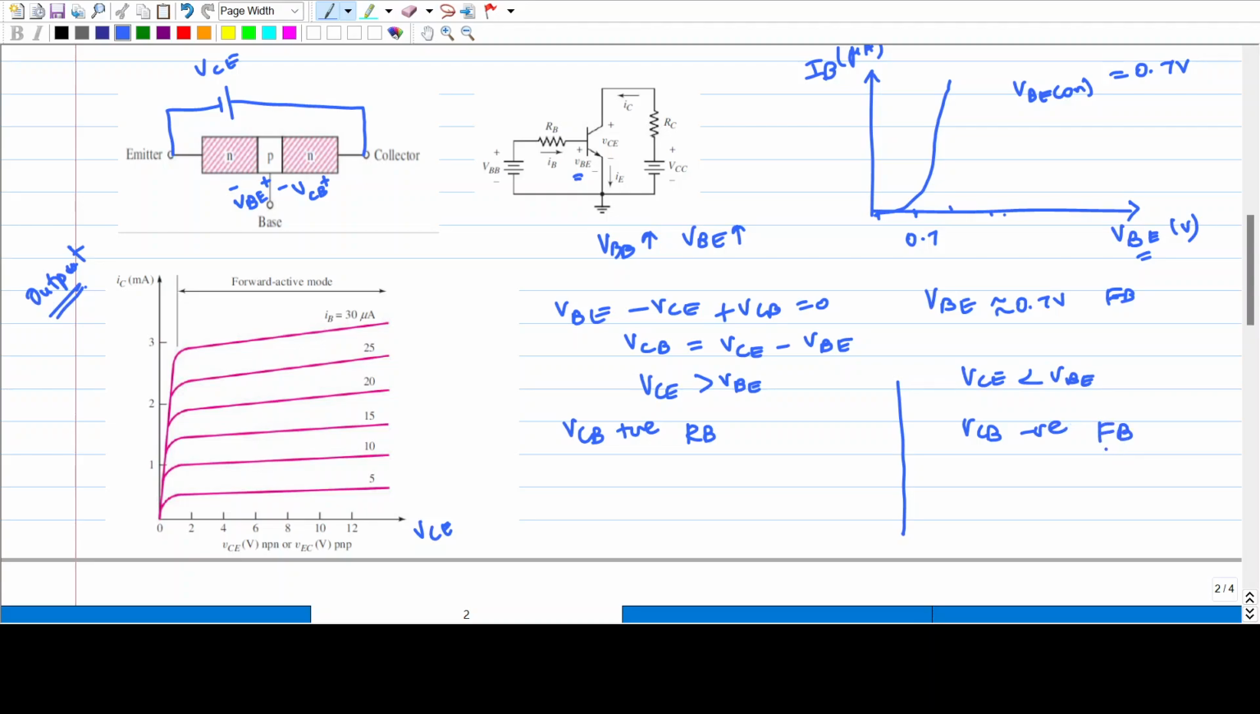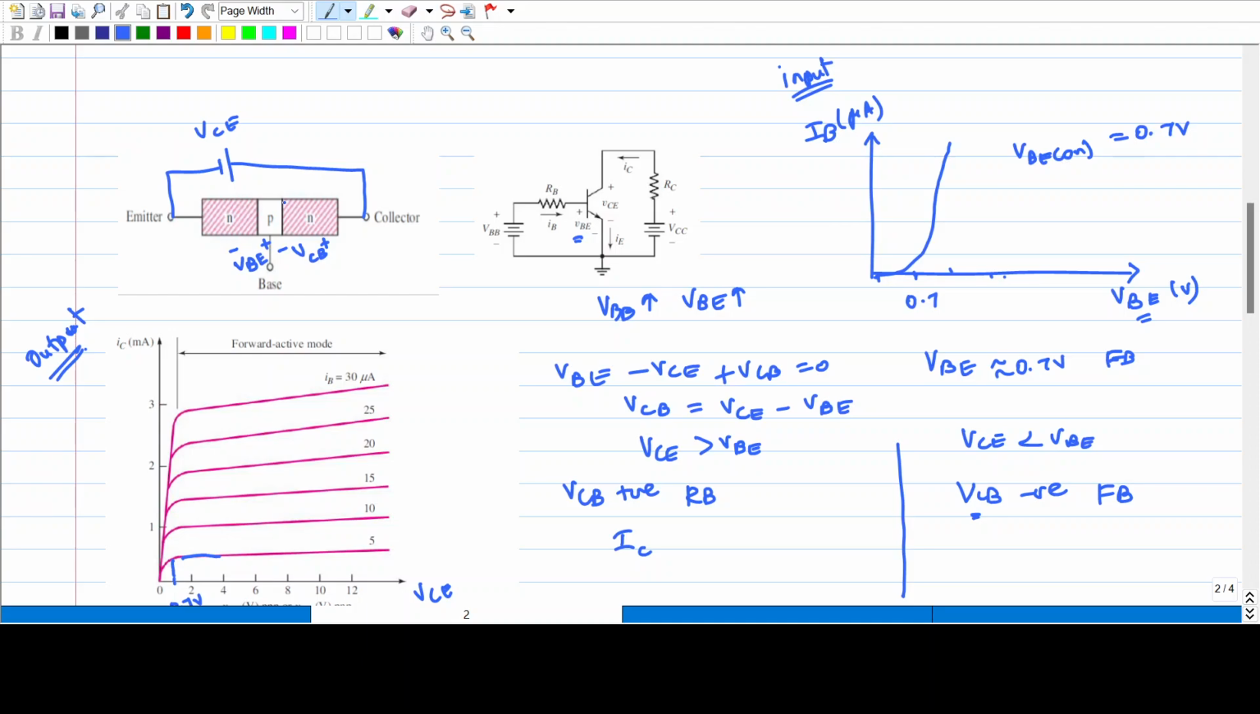Now what happens when the collector base junction is reverse biased, and when it is forward biased? We have already seen in the last class, the electrons which reach the collector base junction will be swept across the junction to reach the collector. That will happen when the collector base junction is reverse biased. So we will get a constant collector current. Now consider when the collector base junction is forward biased.